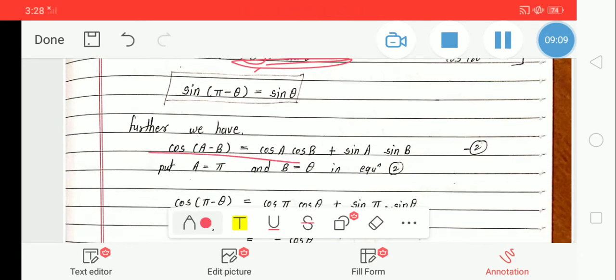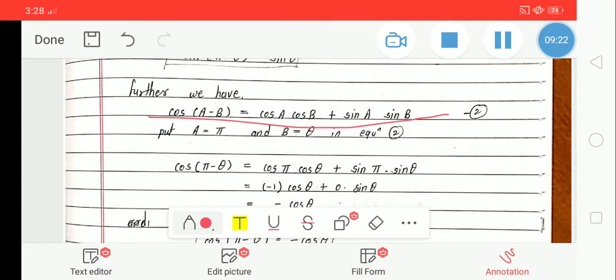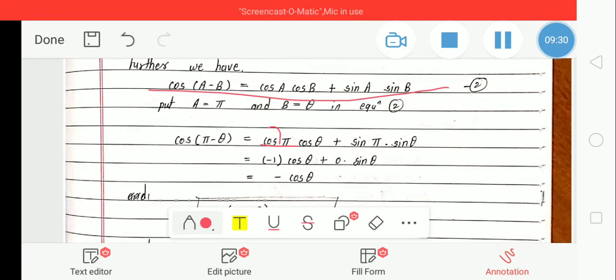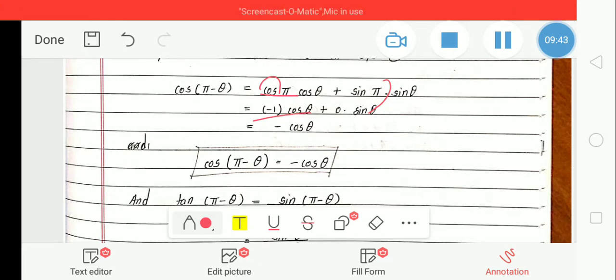Now this is also a formula: cos(a minus b) is equal to cos a cos b plus sin a sin b, equation number 2. Here also we put a is equal to pi and b is equal to theta. So cos(pi minus theta) is cos pi cos theta plus sin pi sin theta. We know that cos 180 is minus 1 and sin 180 is 0. So minus cos theta plus 0 gives minus cos theta. So cos(pi minus theta) is equal to minus cos theta.